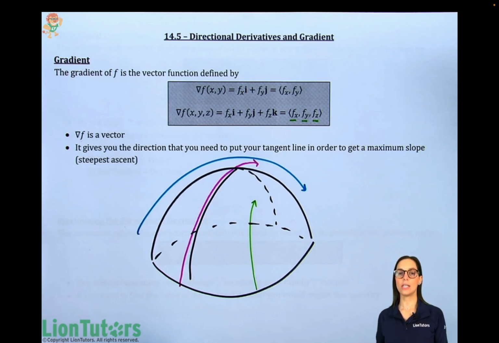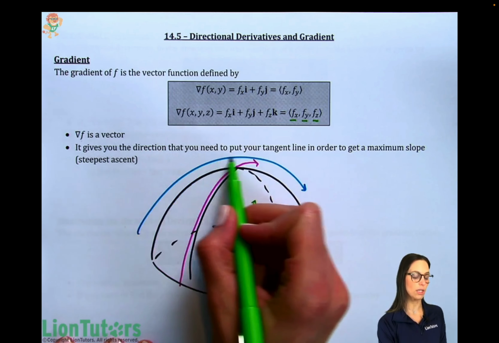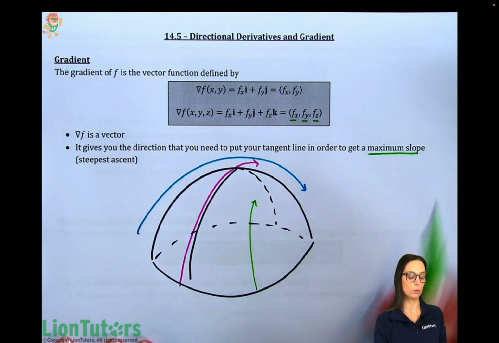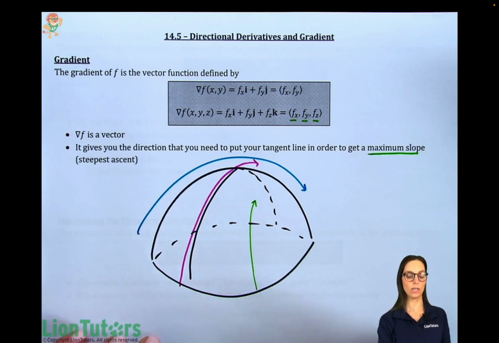We also need to understand what a gradient is. And what the gradient does is it tells you, looking at your surface, your mountain range, at a certain point, what direction would you travel in if you wanted to go the direction of the steepest ascent? Obviously, I don't know why you would want to do that, but if you were on a mountain range and you're at some certain point and you wanted to know what the steepest direction you could possibly travel in from that point is, you would calculate your gradient of that function. Okay, so the gradient tells you the direction that you would put your tangent line in order to get a maximum slope or a steepest ascent. That's what a gradient is.